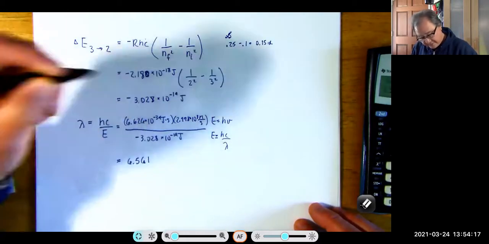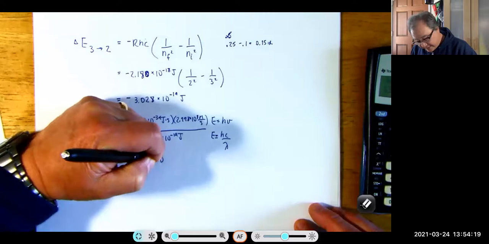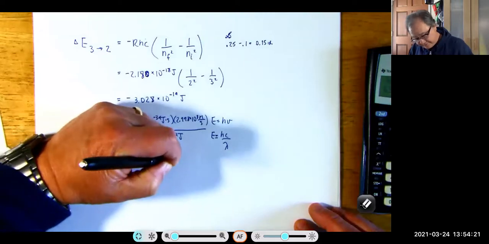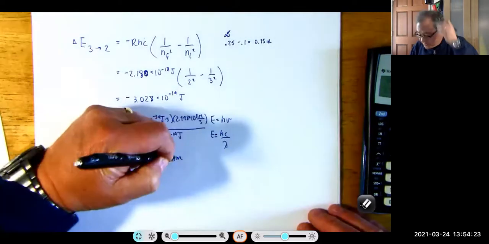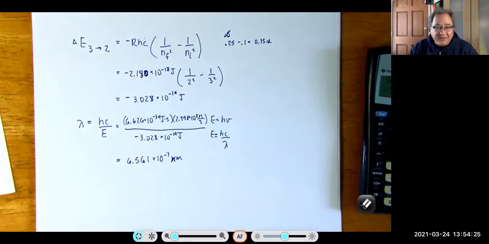6.561 times 10 to the negative 7 nanometers. Oh, I'm sorry, meters. I'm thinking ahead to when we need to put this into nanometers so we know where it belongs on the spectrum, right?